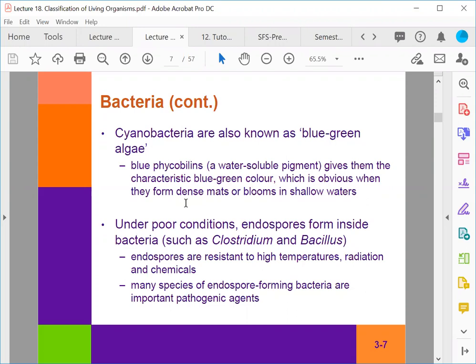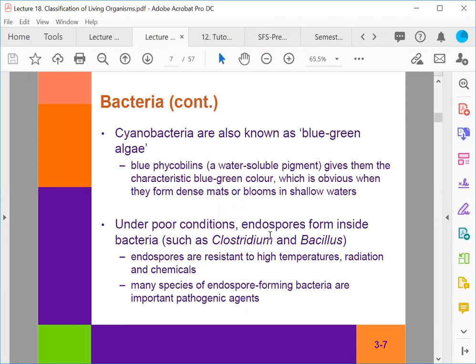which is obvious when they reproduce very quickly in shallow waters, often as a result of increasing temperatures and increasing nutrient concentration, which could be runoff from over-fertilised pastures or crops, or even from sewage, as an example. That particular pigment enables them to capture wavelengths of light that they wouldn't normally be able to access using their normal photosynthetic pigments. So that's the cyanobacteria.